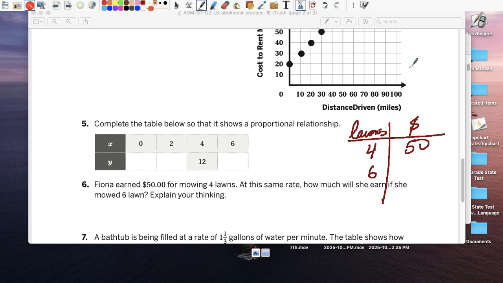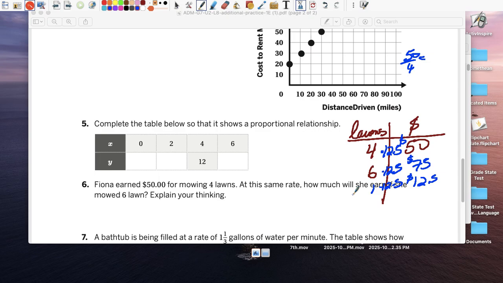Right, so to find the constant of proportionality, you would do 50 over 4, and you would get 12.5. I'm going to add 1, I know they didn't ask for it. Times 12.5. So 1 lawn, I get $12.50. 6 lawns, I get $75. And that's the answer to the question.